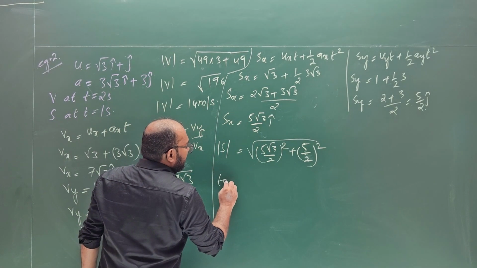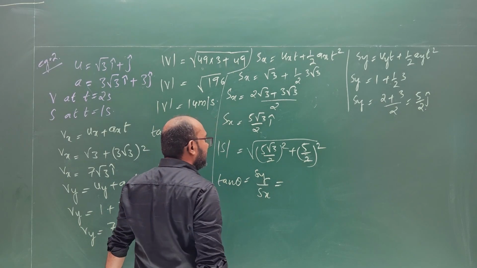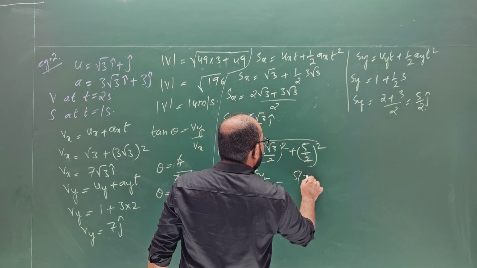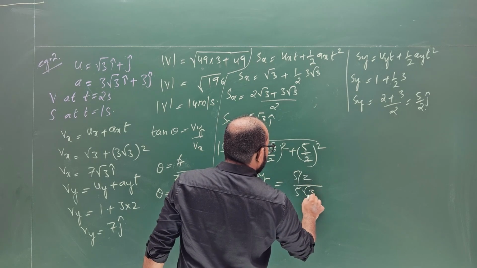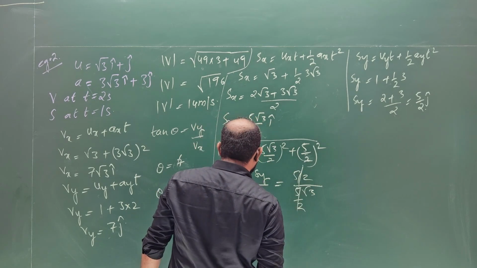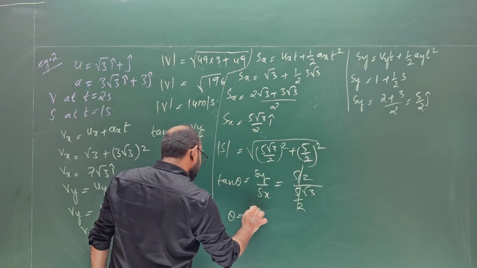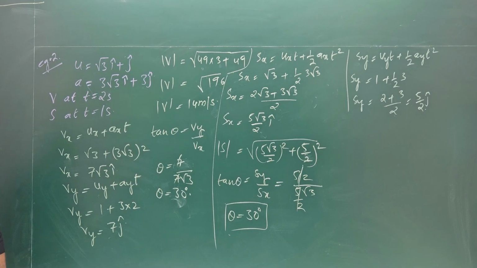Or tan of theta is nothing but Sy upon Sx, or that is nothing but Sy is how much? 5 by 2 divided by 5 root 3 divided by 2. Can I cancel this? 5 by 2, 5 by 2. So theta is again here also how much? 30 degree. I got my point? Write down. Okay, shall I now?